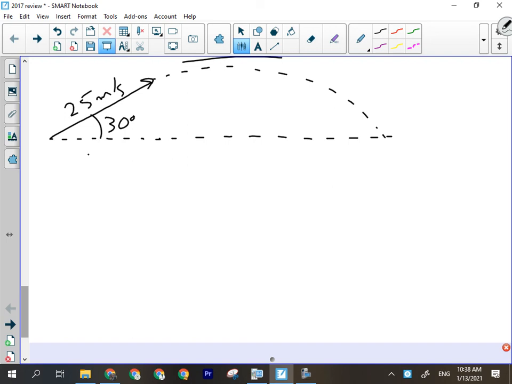Same as before, I want to write down my givens, vertical and horizontal. From a vertical perspective, I know this.